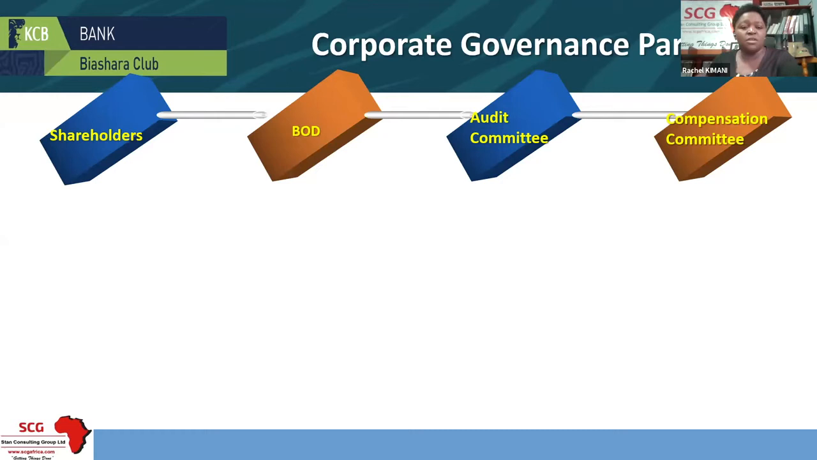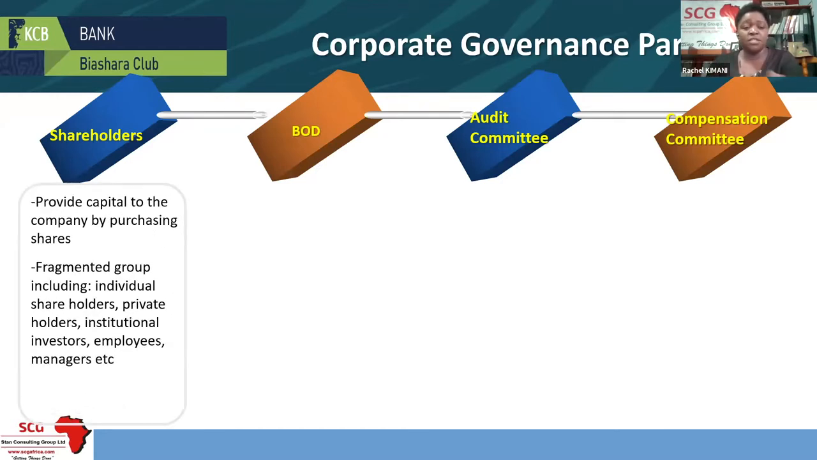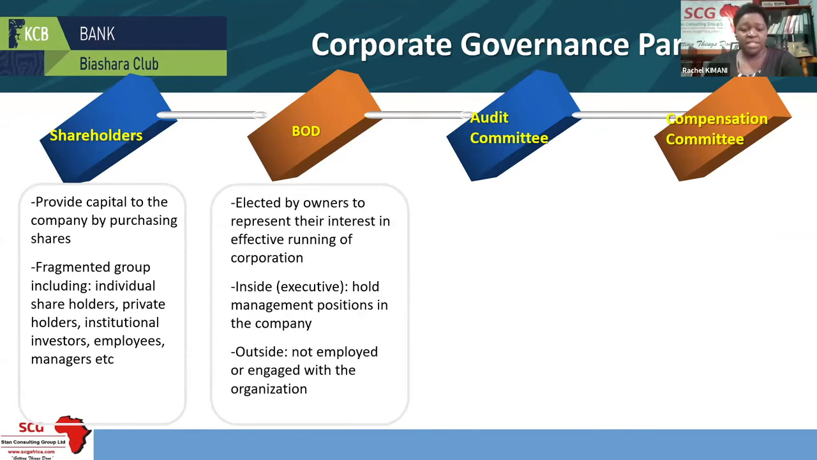Then we have the shareholders and, of course, the board of directors. The role of the shareholders is to provide capital, and they could be individuals or groups of people. The board of directors are elected by the owners to represent their interest. That's why they would have quarterly or semi-annual meetings to report back to the shareholders. They have a reporting responsibility to the shareholders.